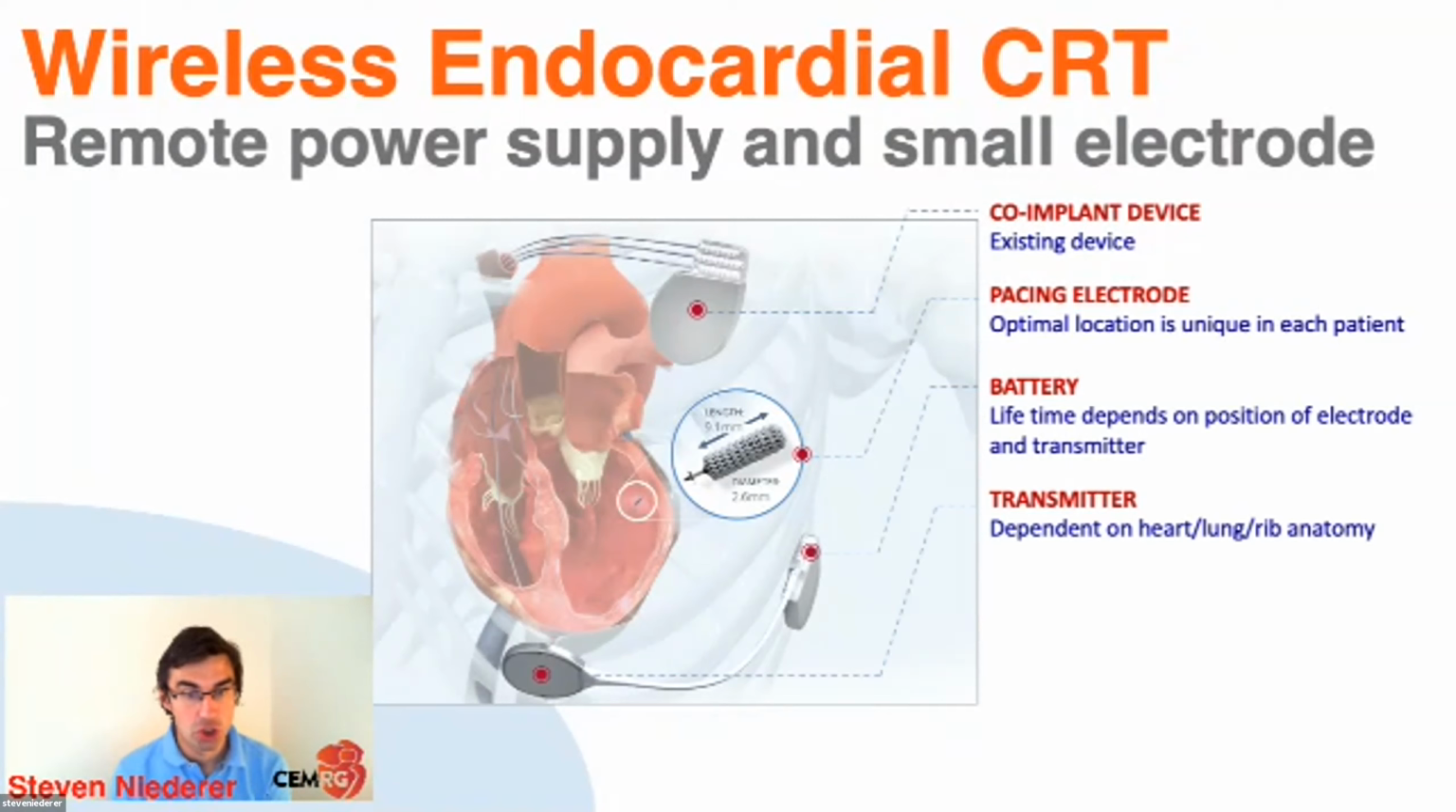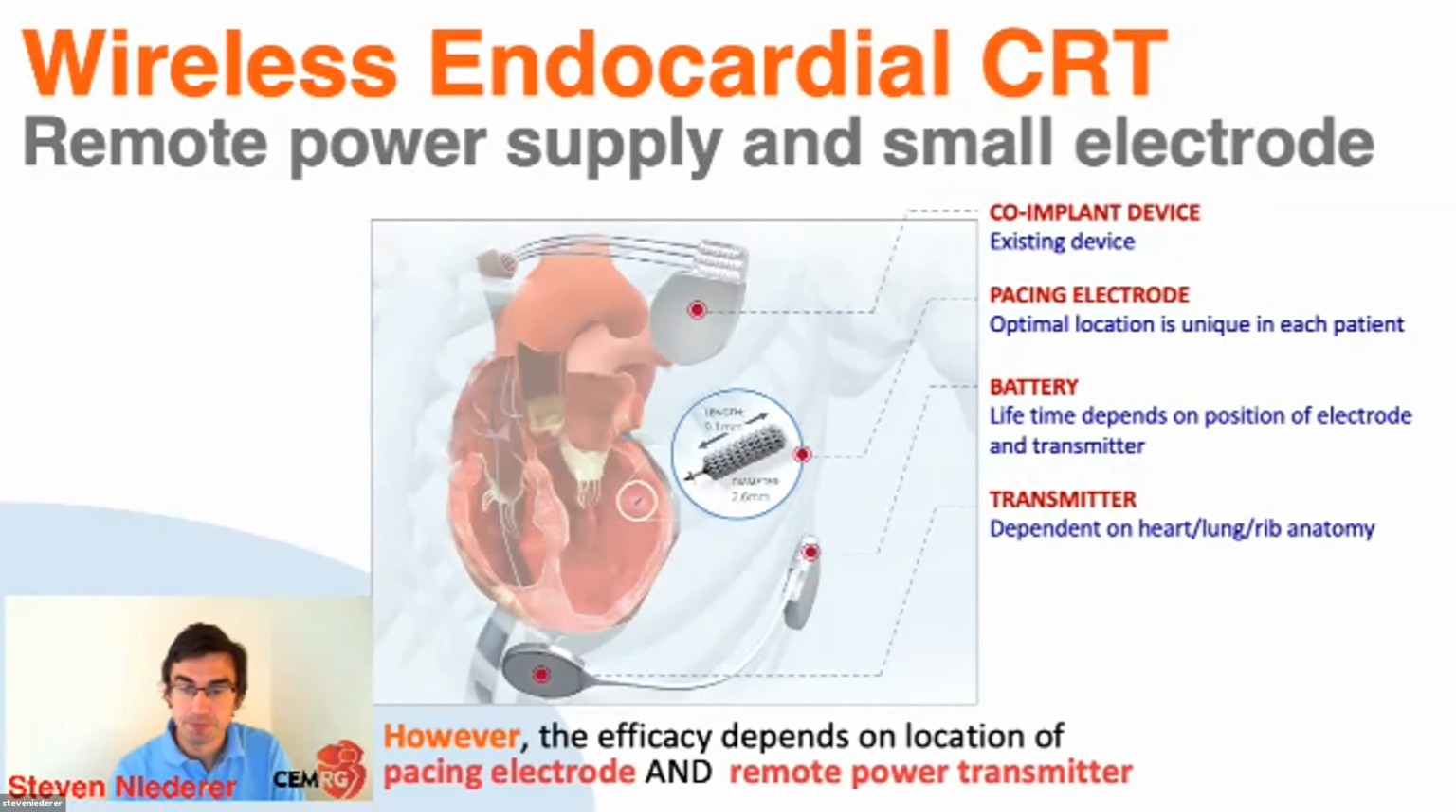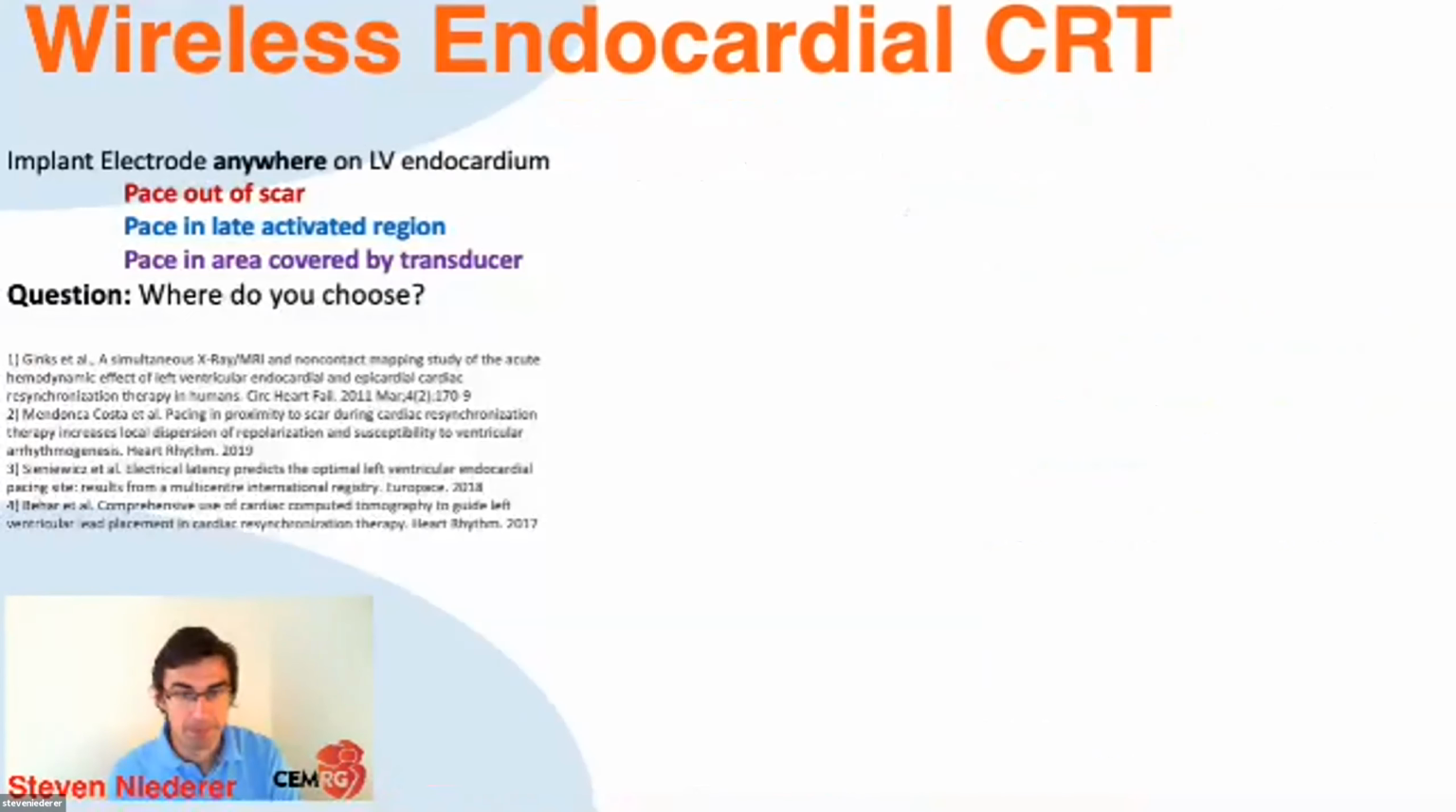But we need to be ensured that the electrode is located in a good position for that transmitter, but that the electrode is also located in a good position for delivering effective CRT for this patient. And so we have to optimize both of these systems at the same time before we implant them. And that's really where simulations and prediction come in for guiding this therapy.